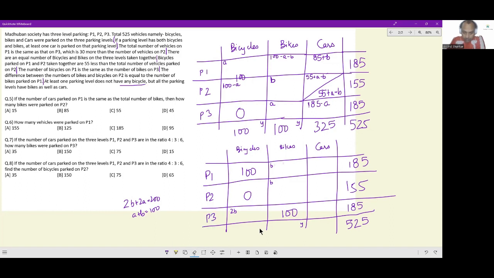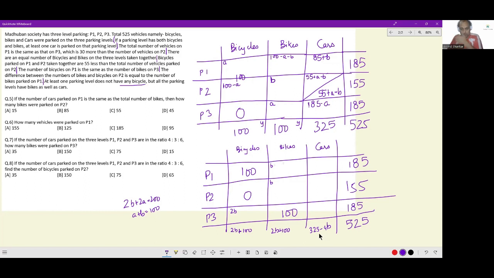I can even get rid of these y's. They are no longer of any use. So I have 2b plus 100 and I have 2b plus 100. 100 gone. So this should be 325 minus 4b.